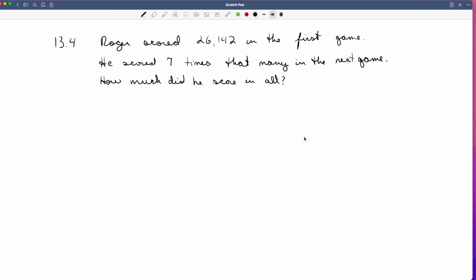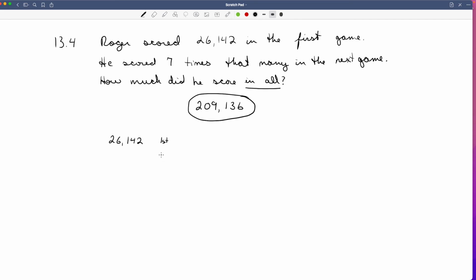Okay, I'm going to assume that you pressed pause and that you worked out the problem. So let's see if you worked it out correctly. So the answer that you should have gotten was 209,136. That was what he scored in all. So if you didn't catch that in all and you didn't get that number, let's look at the problem again. Roger scored 26,142 points in the first game, right?